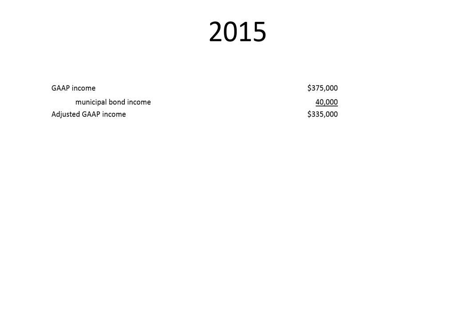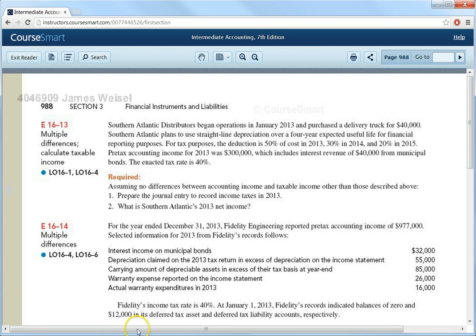And now we have to deal with the depreciation issue again. So what happens in 2015 here? Well, for GAAP purposes, again, we have a $10,000 depreciation deduction. And in 2015, for tax purposes, 20% is the rate. 20% of $40,000 is an $8,000 depreciation deduction.